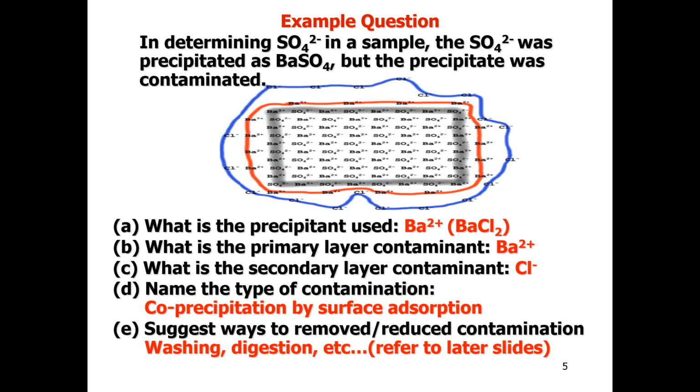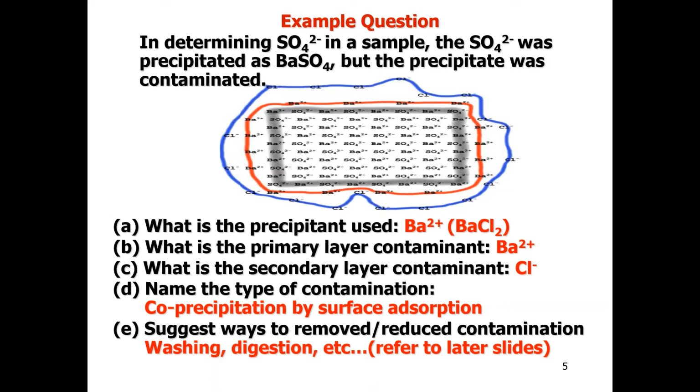Okay, let's have some examples over here. In determining sulfate in the sample, the sulfate was precipitated as barium sulfate, but the precipitate was contaminated. Okay, it's being drawn, the crystal, and then the first layer, and then the second layer. Okay, what is the precipitant used? Barium, right? Okay, barium is being used as the precipitant.